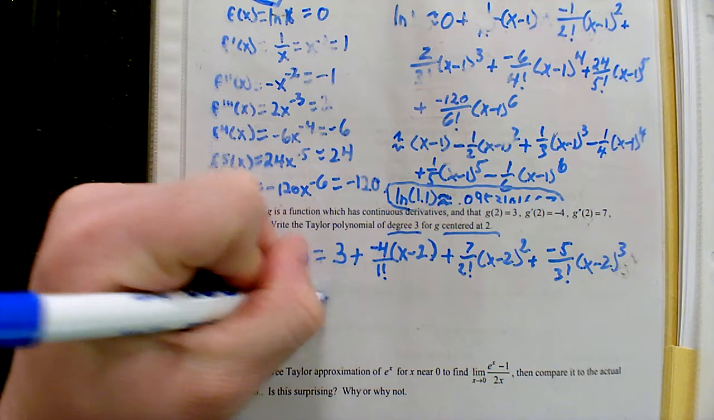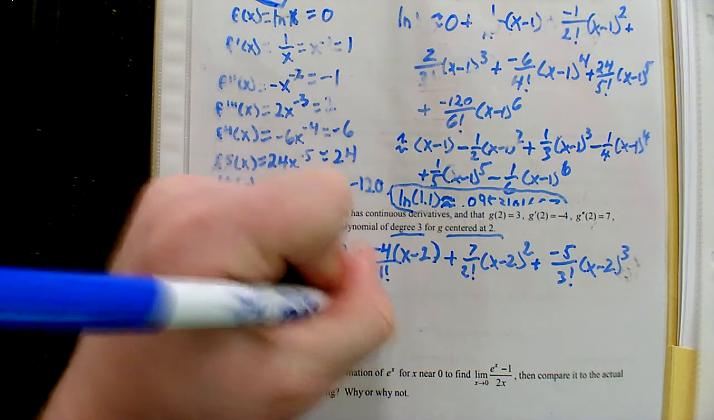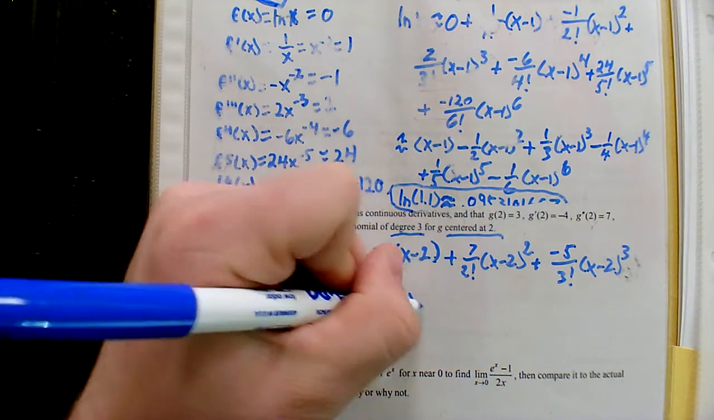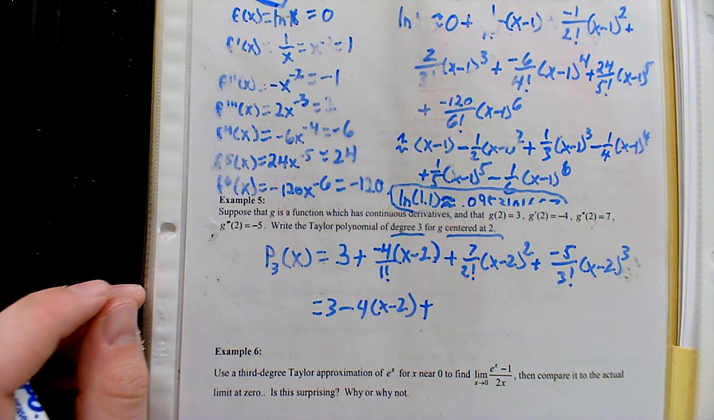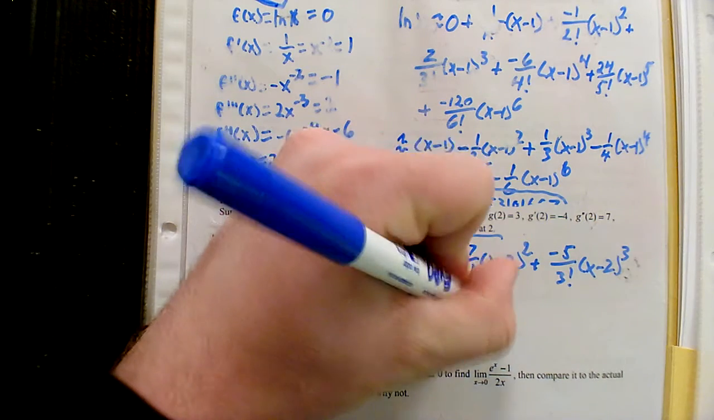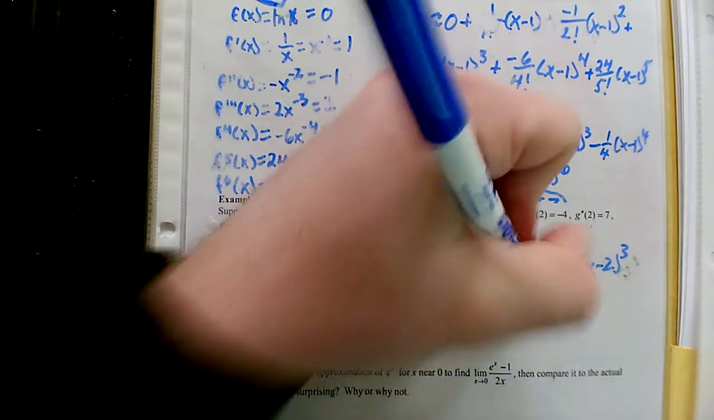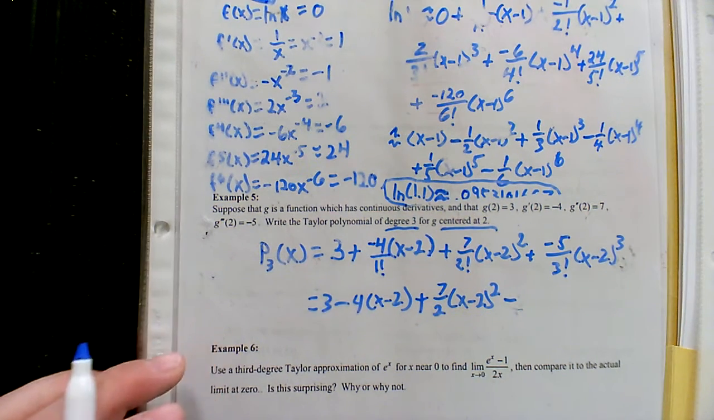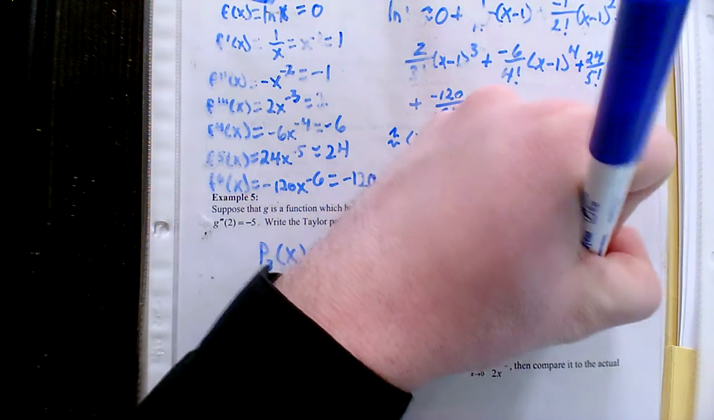And again, those factorials can simplify, so let's go ahead and simplify them. We already had this one simplified because 4 over 1 factorial is just 4. 7 over 2 factorial, what does that simplify to? Just 7 over 2, very good. 7 over 2 x minus 2 squared. And then, well, we're actually going to have a minus here. 5 over 3 factorial, what does that simplify to? 5 over 6. x minus 2 cubed.